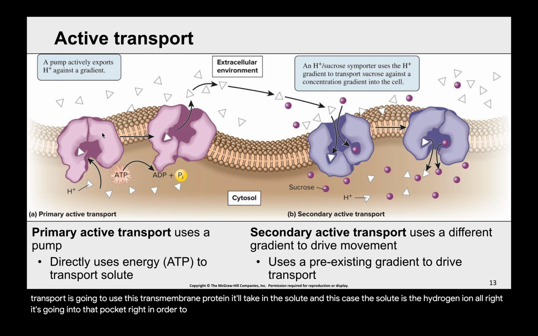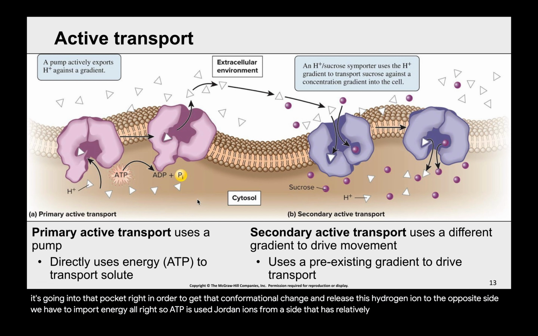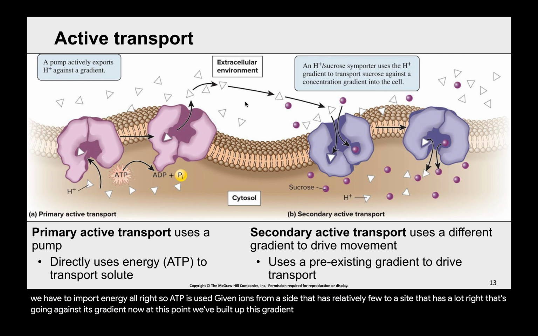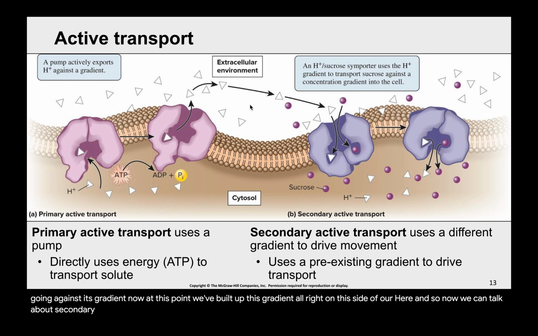Right? In order to get that conformational change and release this hydrogen ion to the opposite side, we have to input energy, right? So ATP is used, right? Now notice we are moving these hydrogen ions from a side that has relatively few to a side that has a lot, right? That's going against its gradient. Now at this point, we've built up this gradient, right, on this side of our membrane here. And so now we can talk about secondary active transport.